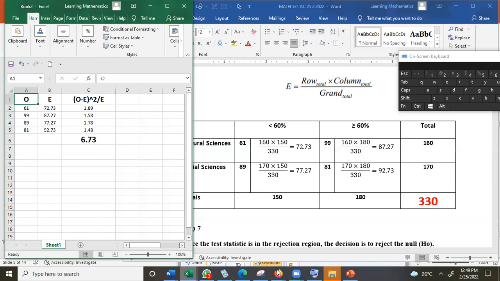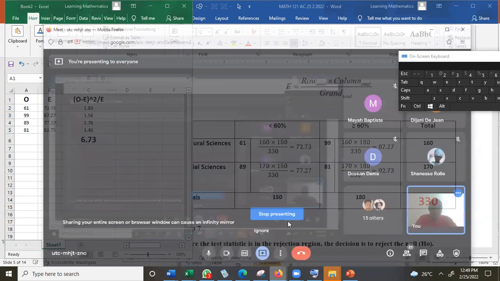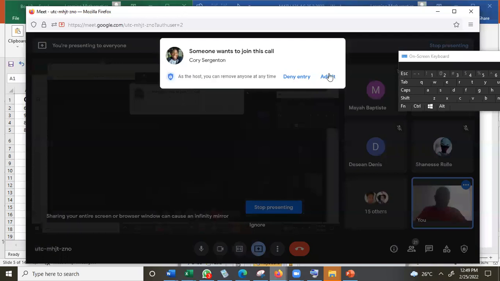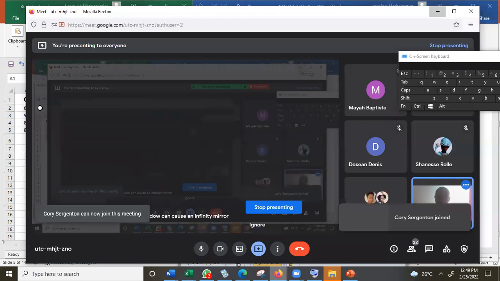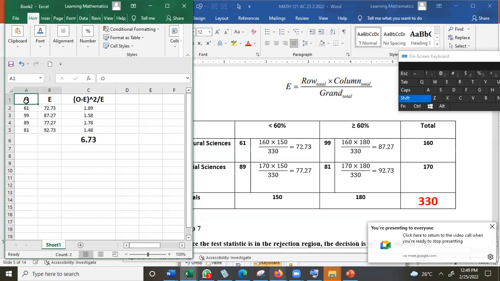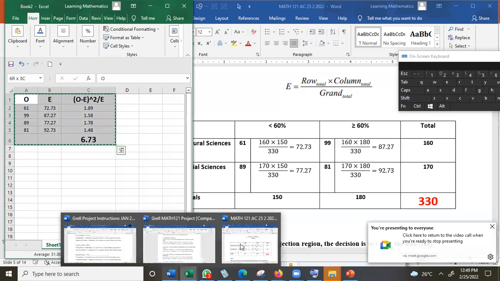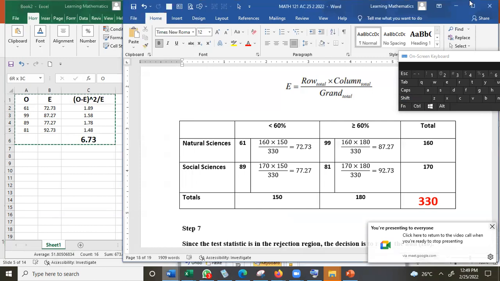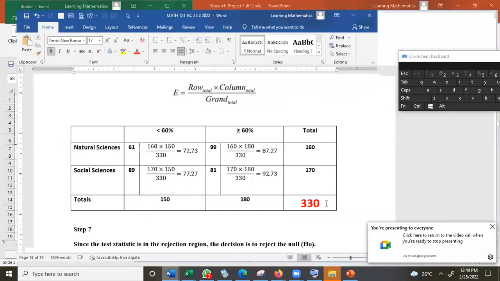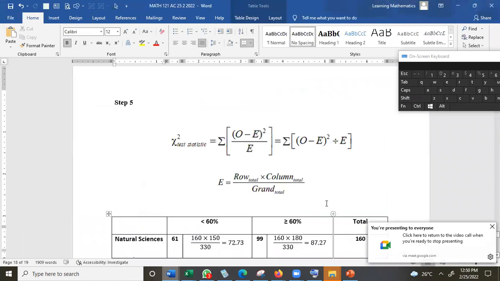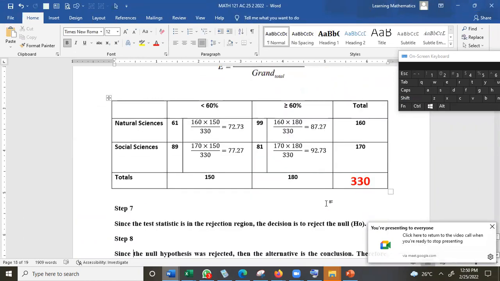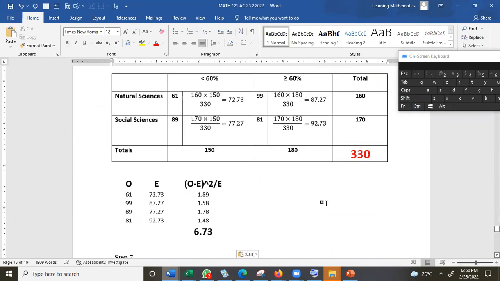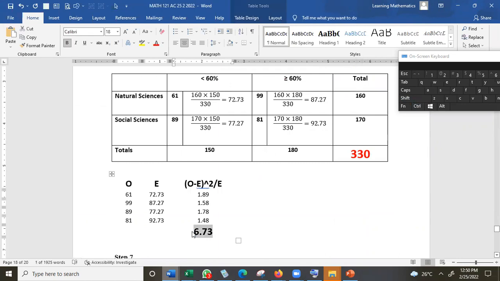Okay, so now we can easily copy this and paste it in our workings. So here we have it. Control C. Control V. Part of step number 5. There it is. So that's our test statistic, 6.73.